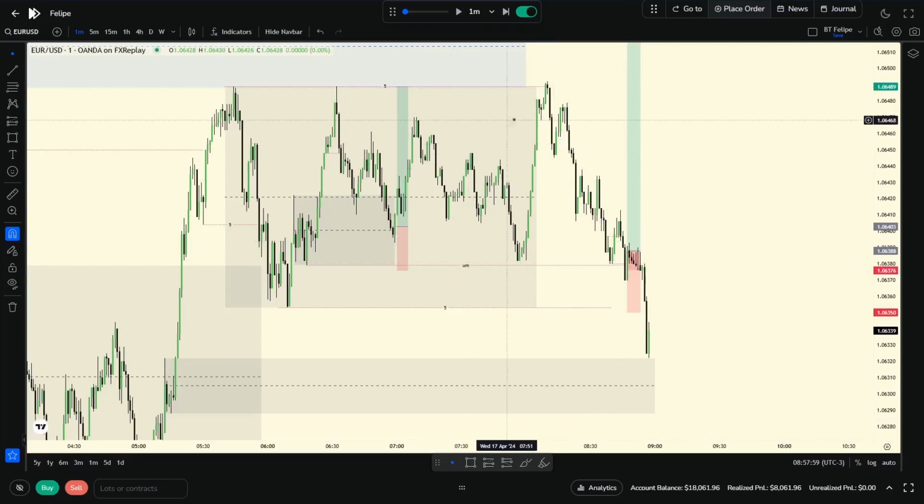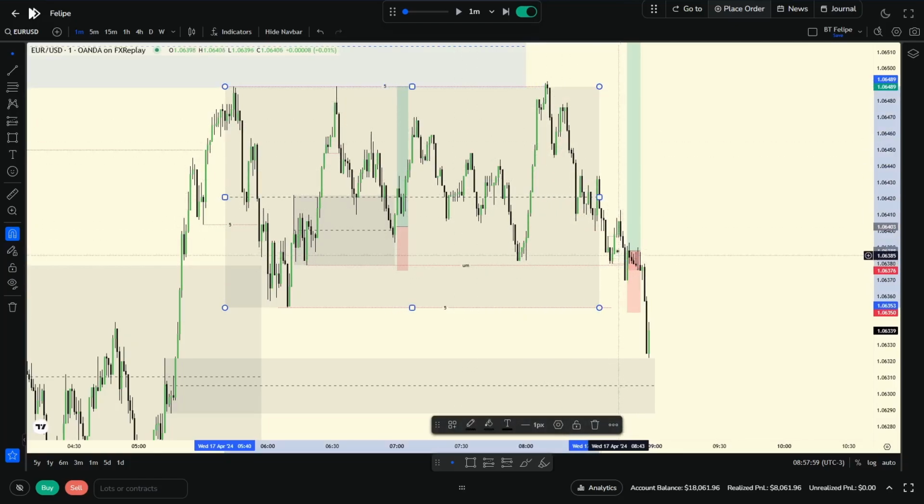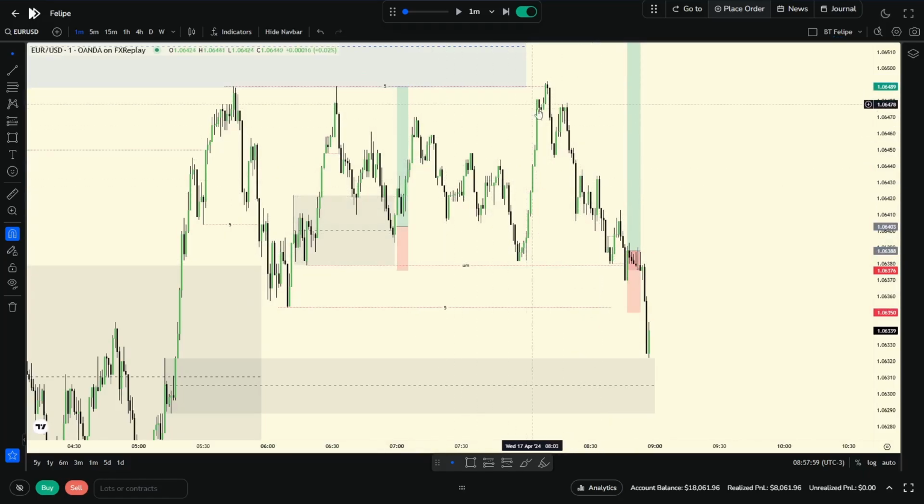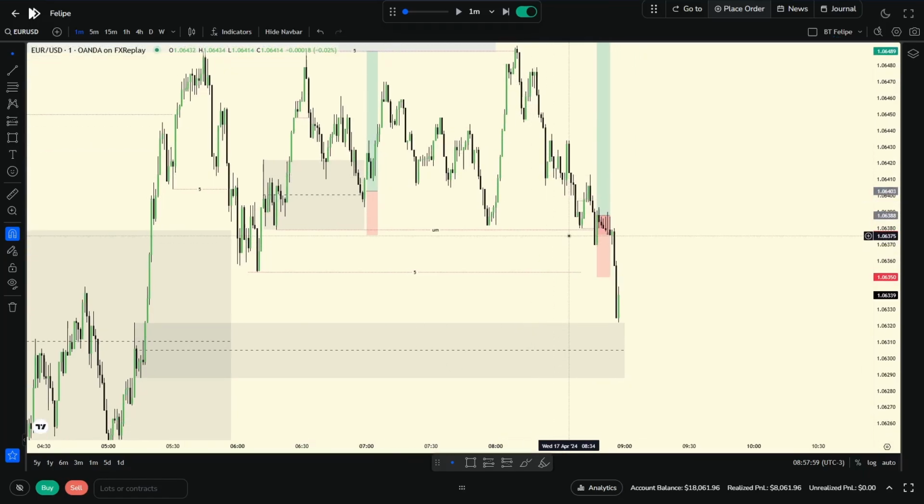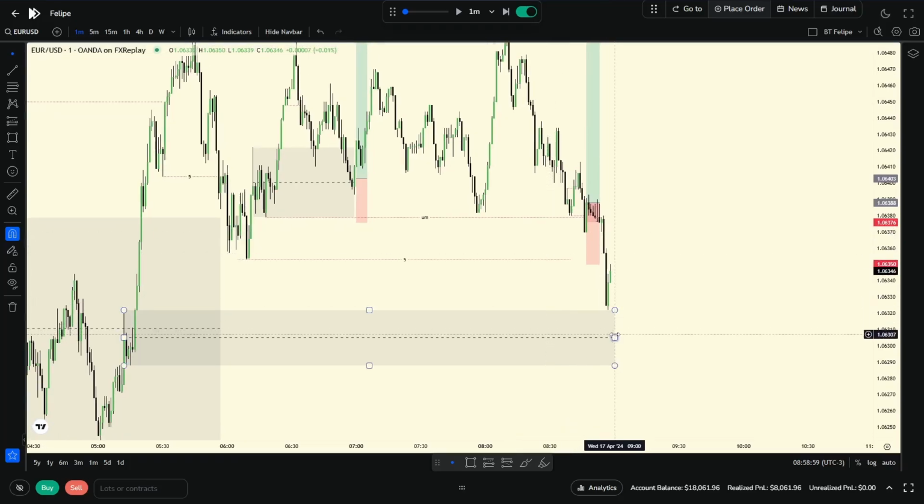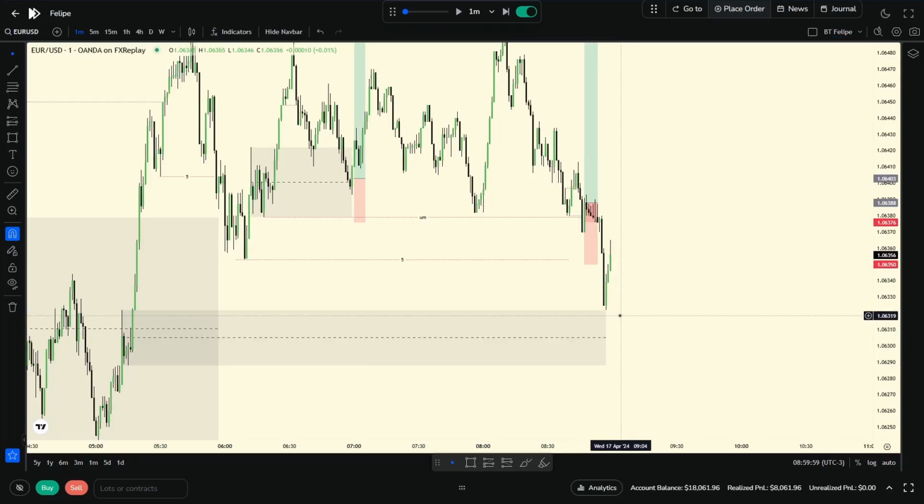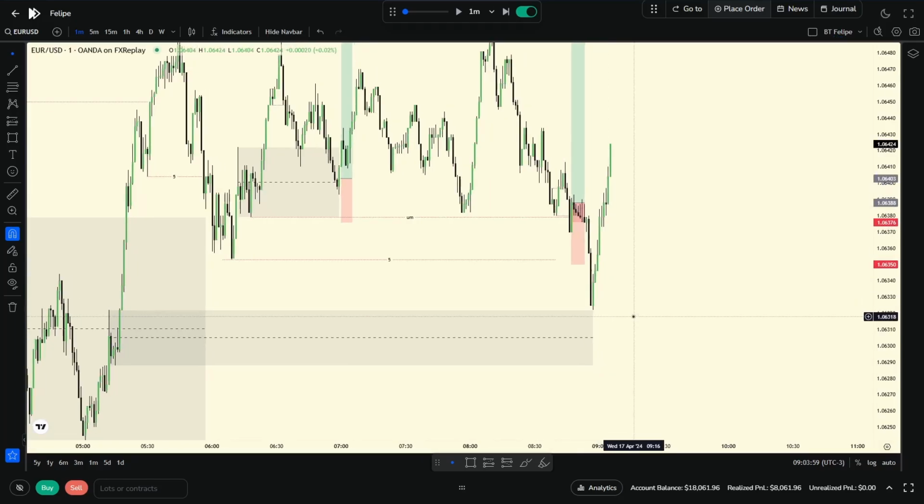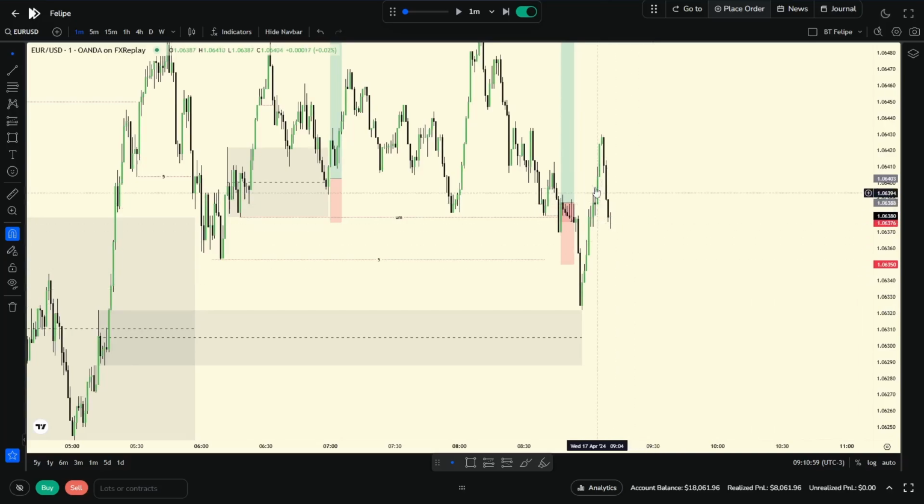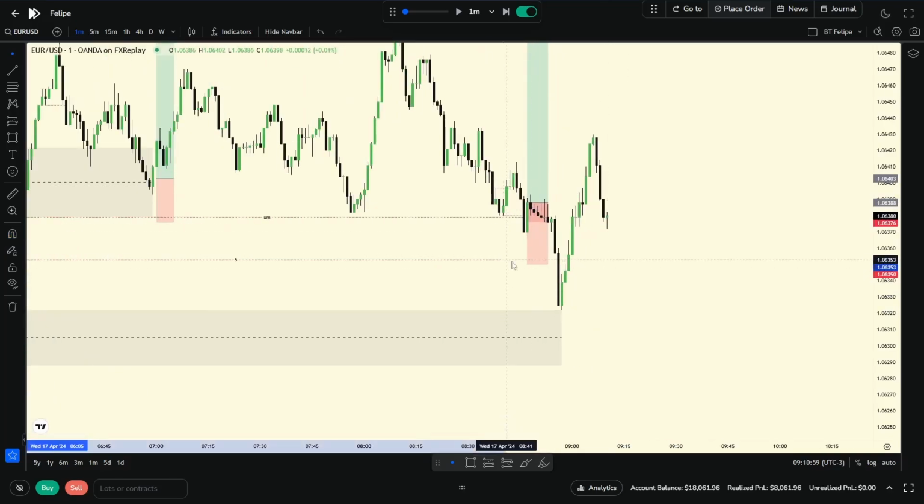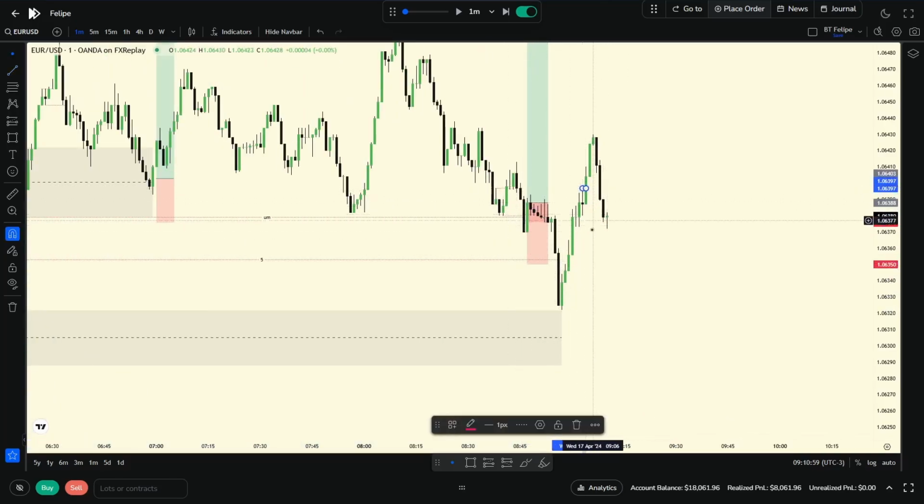We came back to the whole POI and gave the inverse here. So it was valid, even though the POI was pretty big. Alright, just tapped the beginning of the POI. This is not a harami. Okay, now this is a manipulation after breaking the M5.